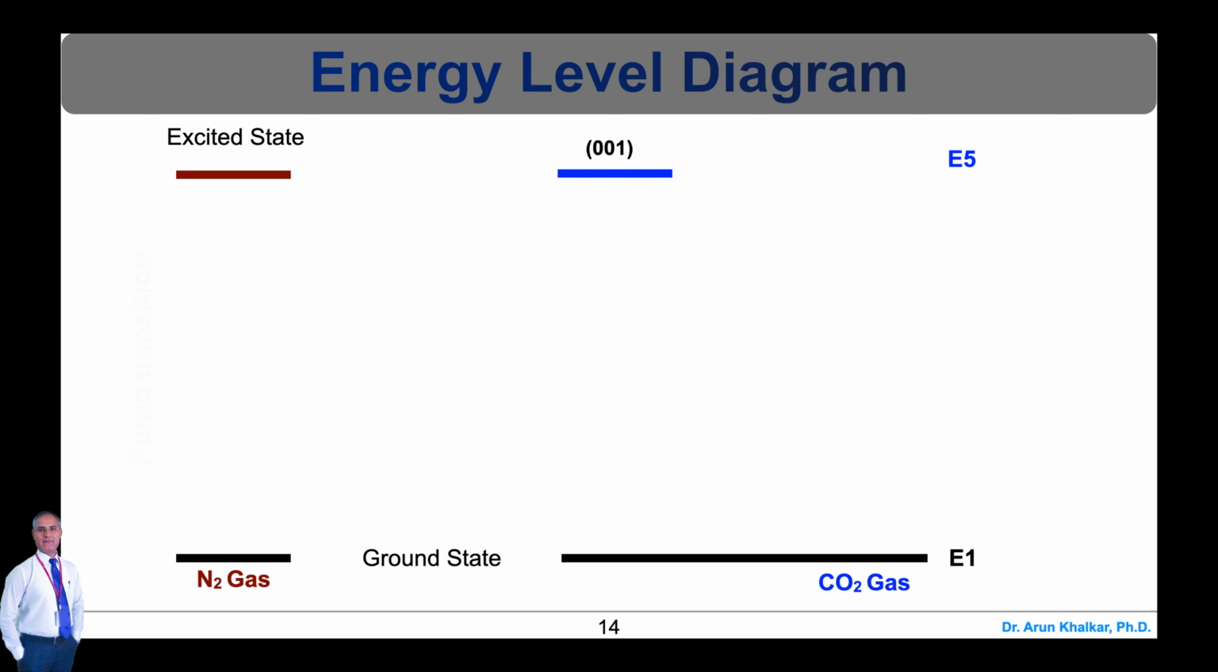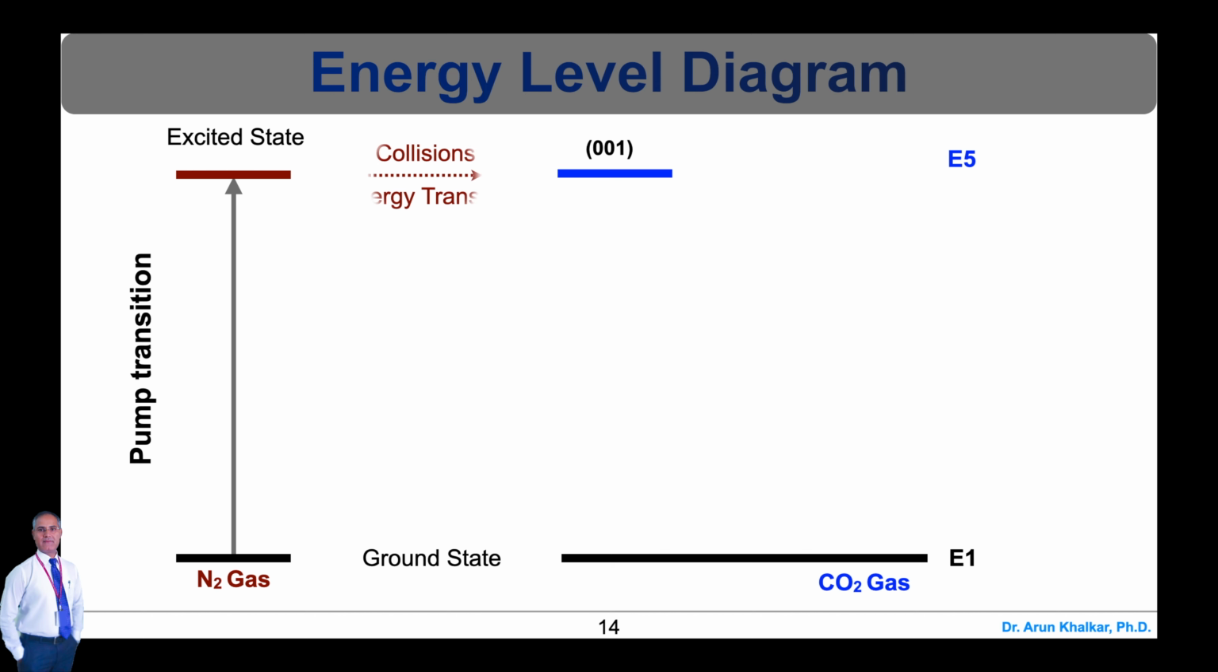When current passes through the mixture of gases, the N2 molecule gets excited to the metastable state. The excited N2 molecules cannot spontaneously lose their energy and consequently the number of N2 molecules at the metastable state level builds up. The N2 molecules undergo inelastic collisions with ground state CO2 molecules and excite them to the E5 level. Some CO2 molecules are also excited to the upper level E5 through collisions with electrons.